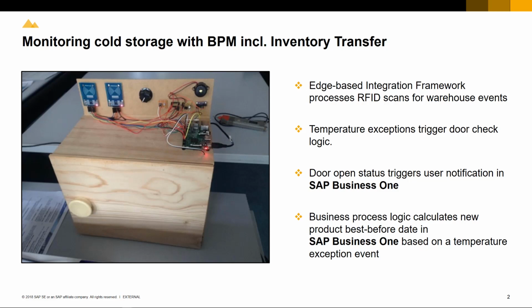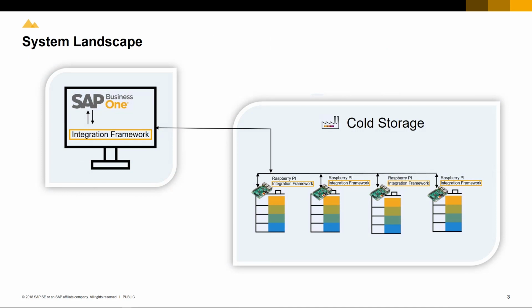The system landscape consists of a back-end system, which is SAP Business One running the integration framework, together with Raspberry Pi, a small single-board computer also running the integration framework that are connected to sensors that could be managing one or multiple cold storage units.